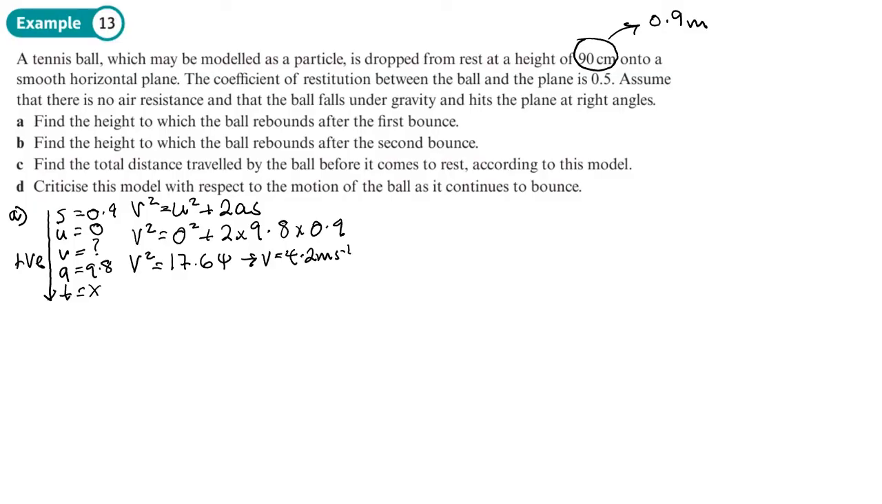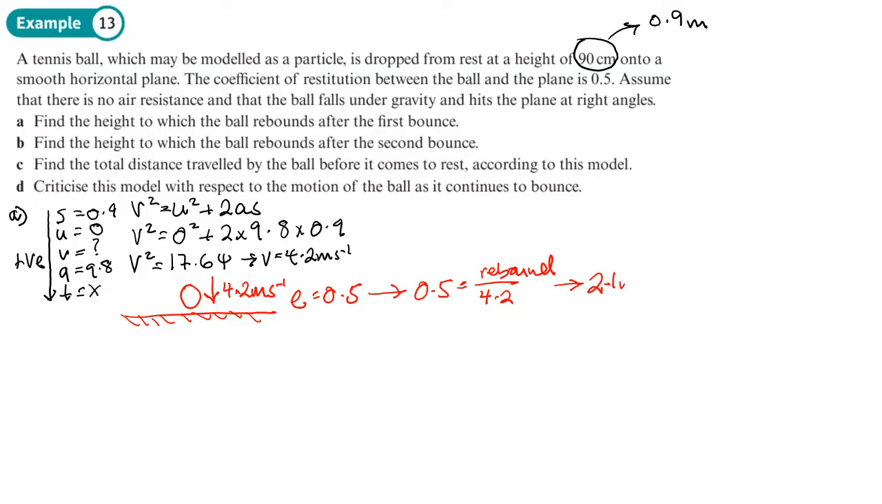So let's do a little diagram here. There's the ground. The ball goes down, it hits it at 4.2 meters per second, and E is 0.5, which means speed of approach is 4.2. We want to find out what the speed of rebound is, and that will give you a speed of 2.1 meters per second. Okay, so I'll just write down speed of rebound is 2.1 meters per second.